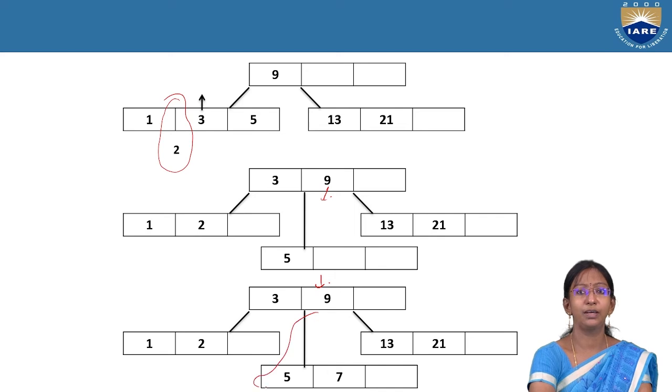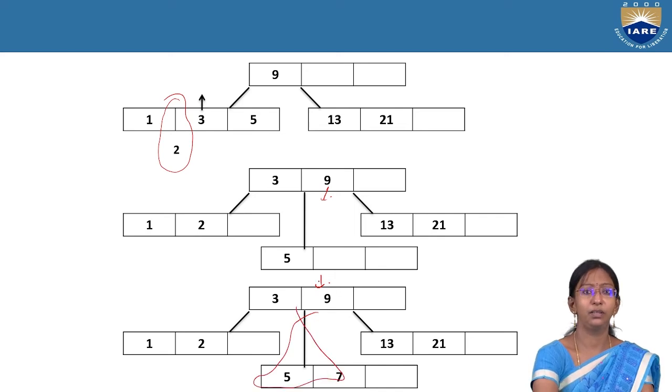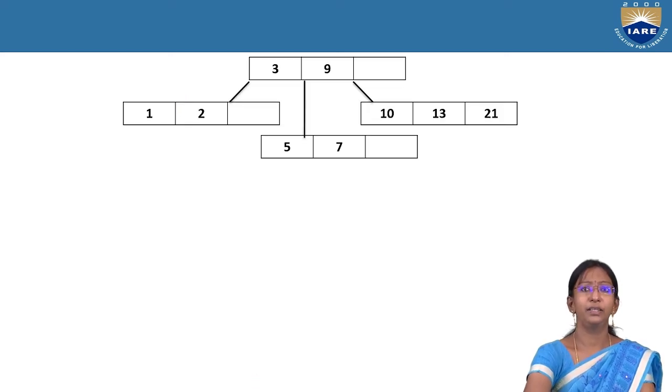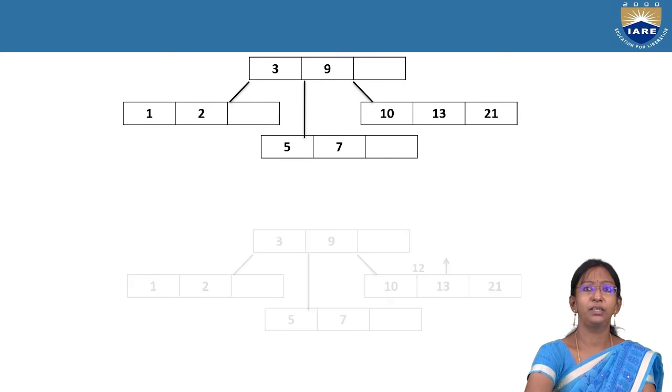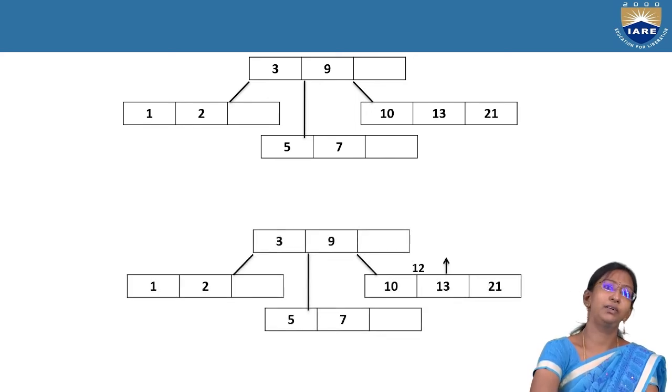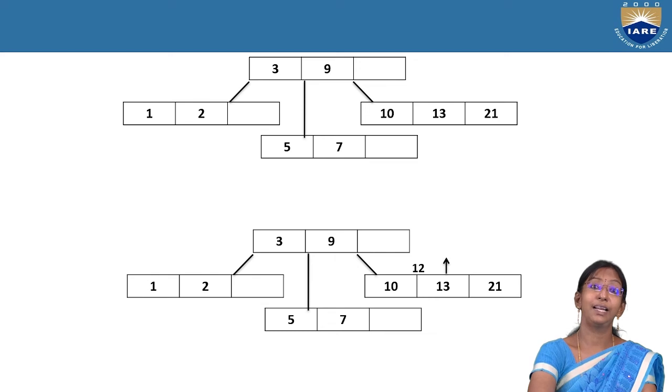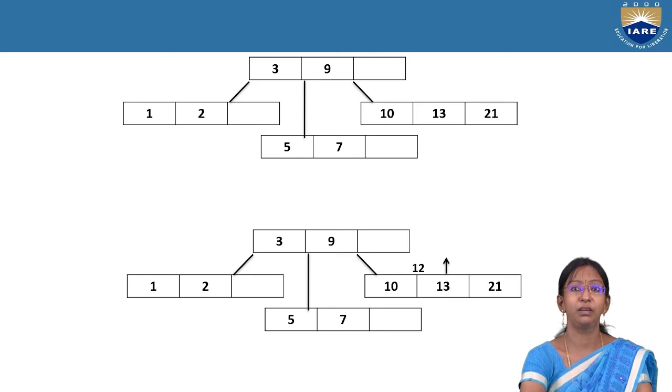So I am going to travel to the between subtree. Okay. Then one more element, 12. If I try to insert 12, the right side of 9 cannot accommodate. So push the mid element to the top. 13 will be sent to the top.